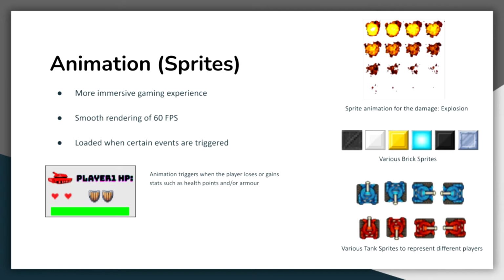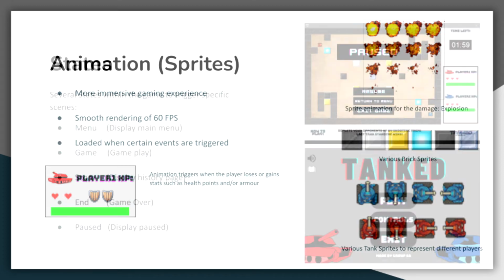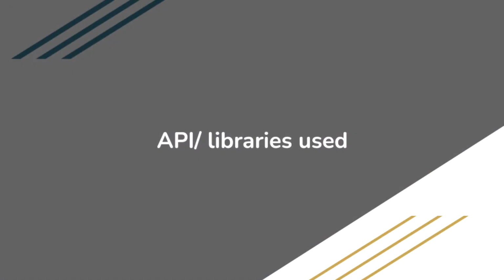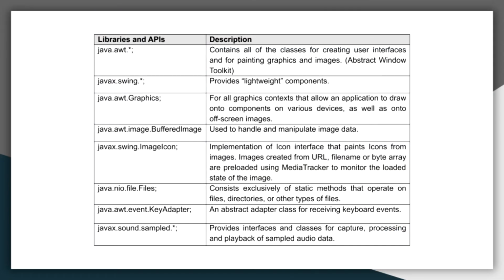Visual animations are also shown when the player collides with the opposing player's bullets to provide a more immersive user experience. The pause state has been implemented to allow players to pause the game when they have an urgent task to complete and to be able to resume the game at a later moment when they are available and wish to continue playing. The libraries and API used in the game project can be seen from the slides.